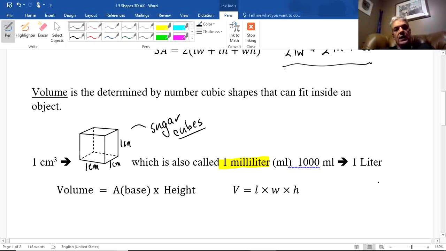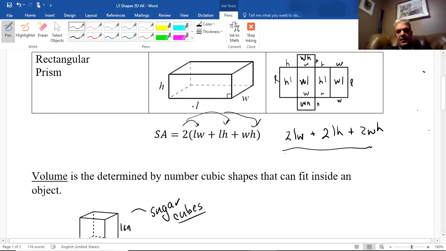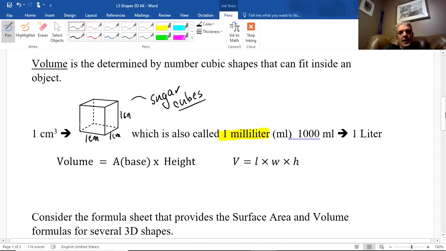Now, when we're looking for volume of shapes, one of the things we almost always do is look for the area of the base, and then we multiply it by the height. So when we look at a shape like this, the base might be the length times the width. That would be the area of the base right there. And then we multiply that by the height, and that gives us our volume. So it becomes a three-dimensional shape. And so the volume of a rectangular prism would work out to being the area of the base times the height, which is the length times the width times the height.